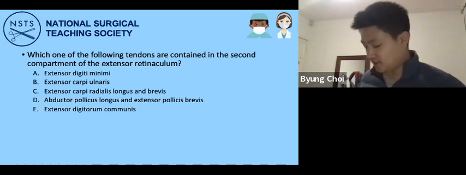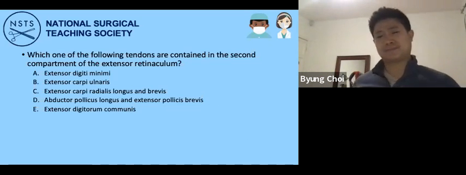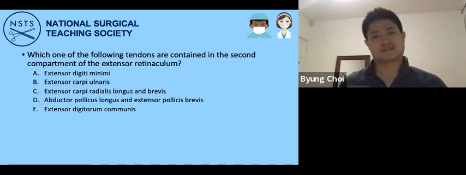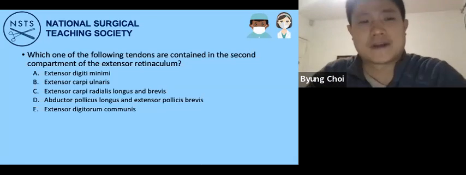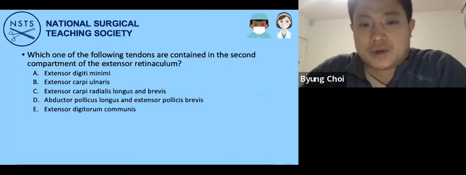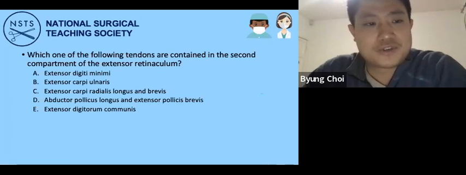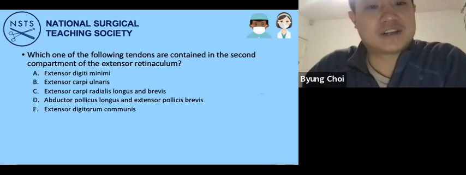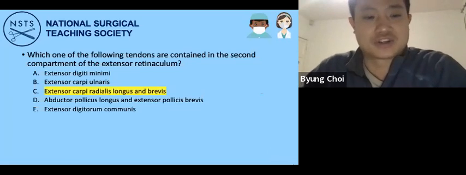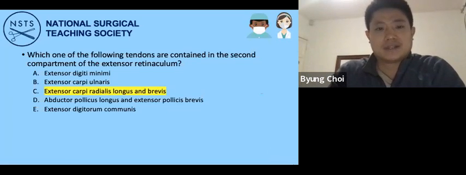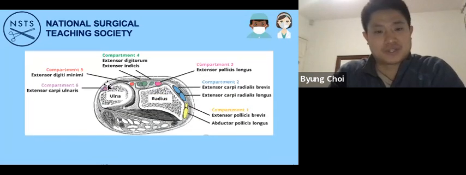Okay. Give you about 10 more seconds. Okay, let's finish it there. So again, most of you went for C, extensor carpi radialis longus and brevis, and that is the correct answer. And you can see from this diagram, it shows the extensor compartments within there.